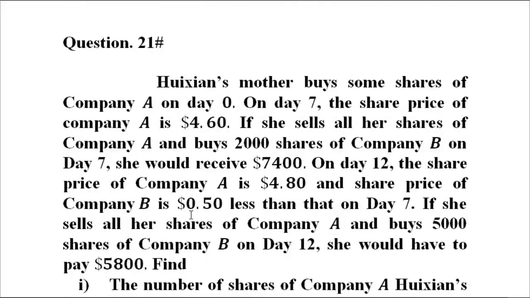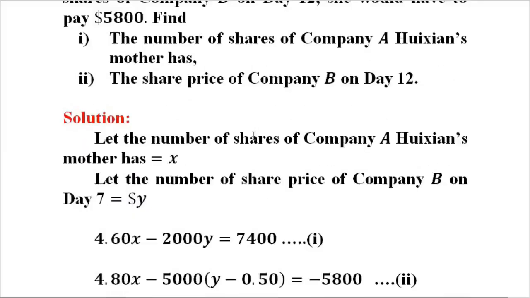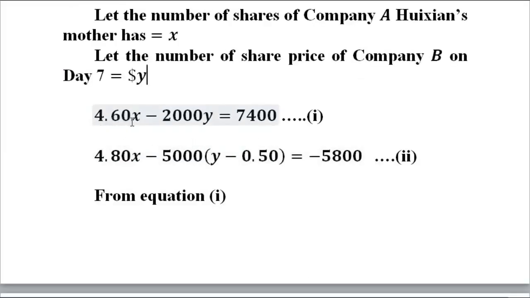According to the first condition, on day 7, the share price of company A is $4.60. If Hyunjin's mother sells all her shares of company A and buys 2,000 shares of company B on day 7, she would receive $7,400. Therefore, we can write the equation form of the given condition as 4.60x - 2,000y = 7,400.